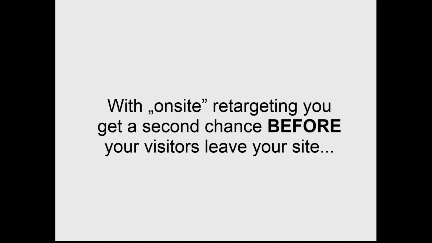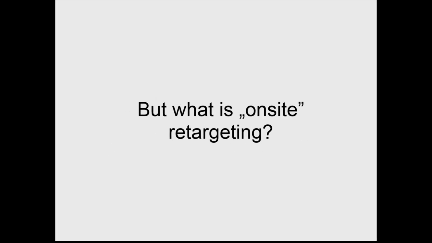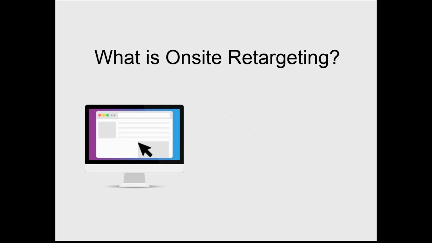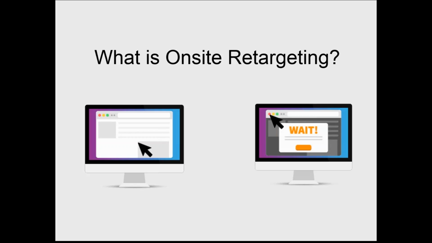You can get a second chance to convert, to convince them before they leave your site, and this is what we call on-site retargeting. So what is on-site retargeting and how does it work? Well, on-site retargeting works by monitoring the behavior of your users while they are still on your website. And when their behavior indicates that they are about to leave your site without converting, without buying, without subscribing, your message will appear at just the right moment.